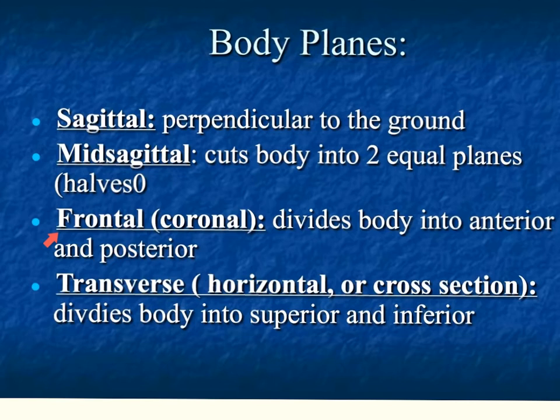A frontal plane is also known as a coronal plane, and this divides the body into an anterior and a posterior, or a front and a back. So it divides the body into the front and the back regions. A transverse is also known as a horizontal or a cross section, and this is a plane that divides the body into a superior and an inferior, or an upper and a lower region.